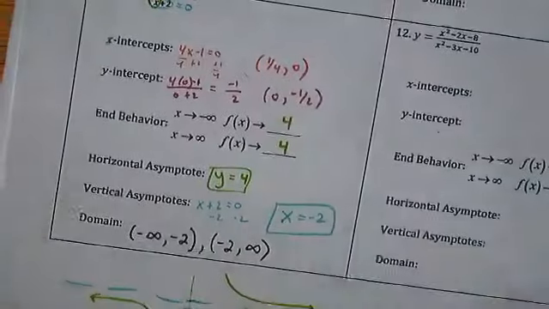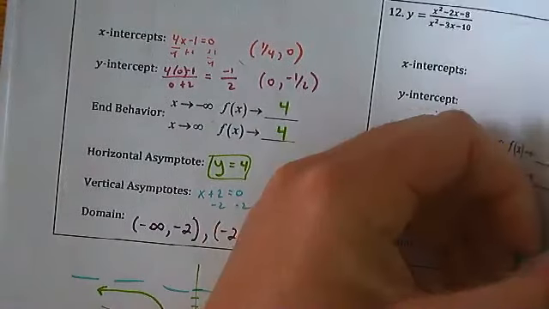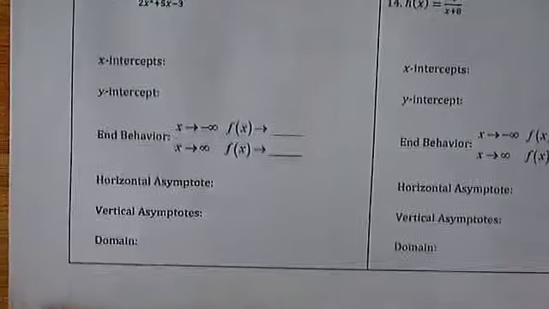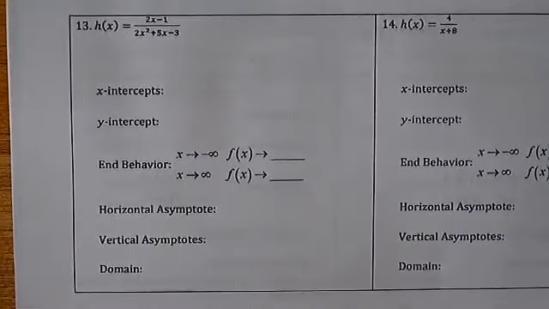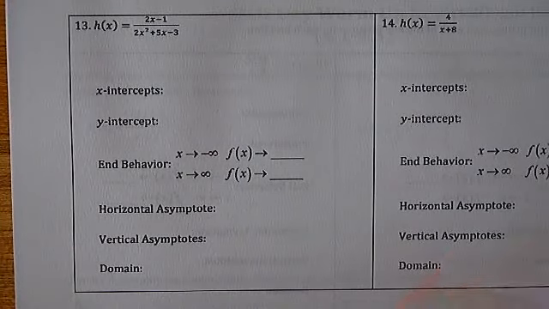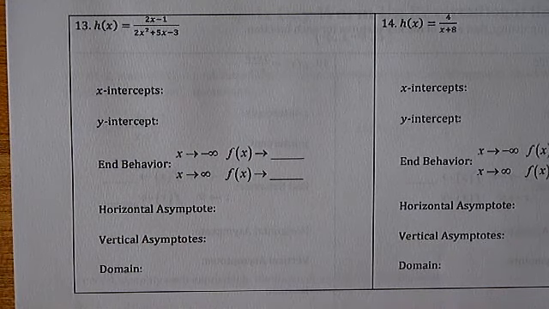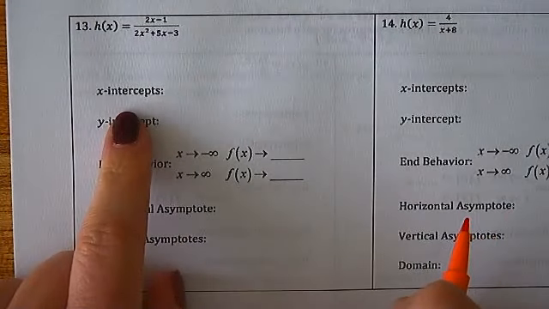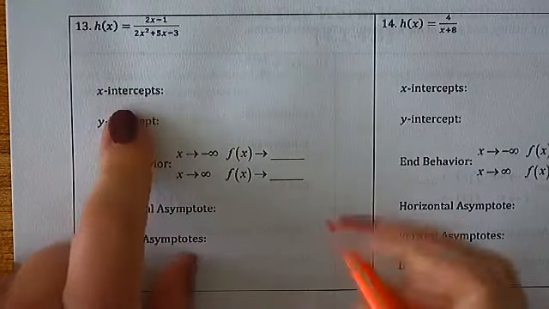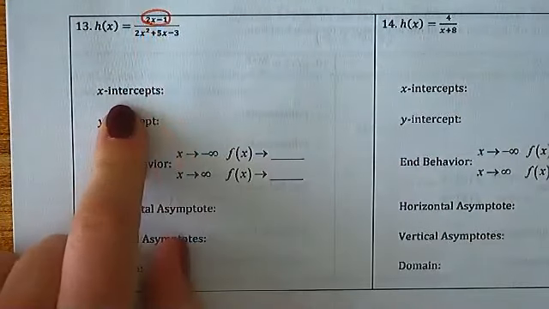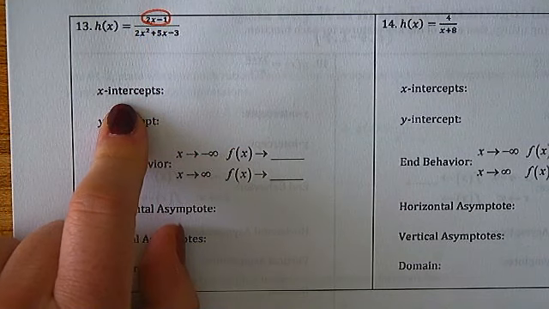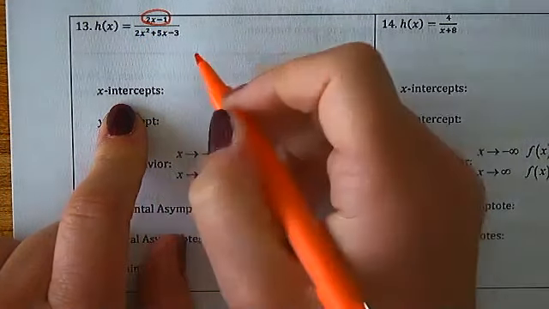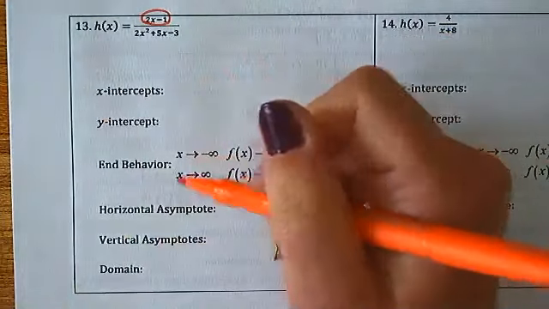Okay. So we just did number 11 together. Let's now try number 13. And you guys will get more practice on homework as well. So here is number 13. So x-intercepts, we set the numerator equal to 0, and we solve for x.